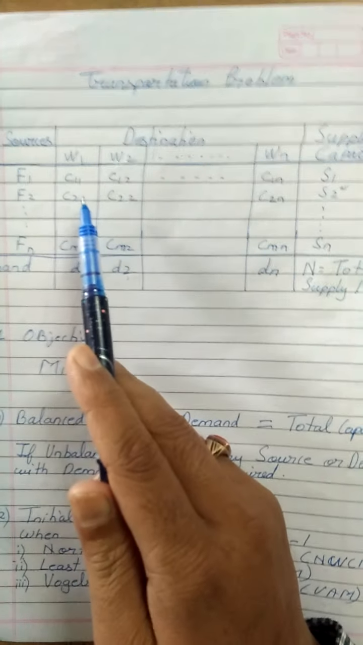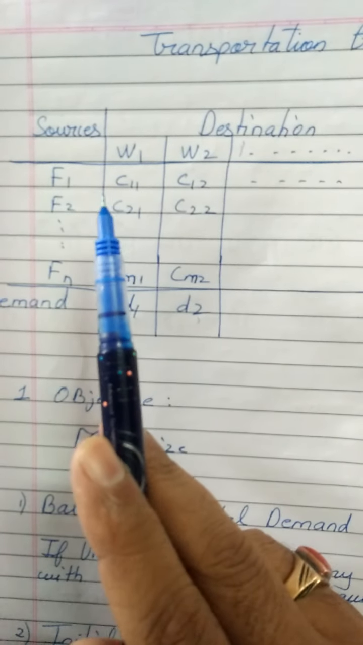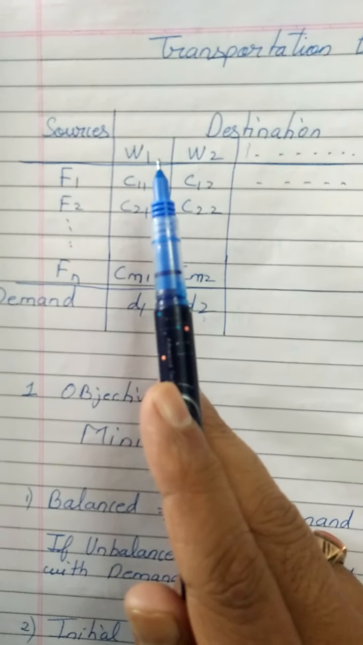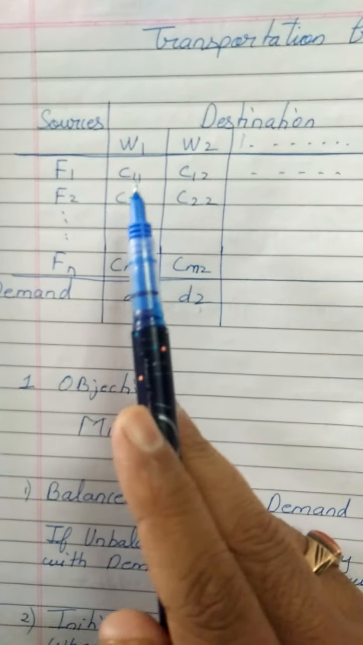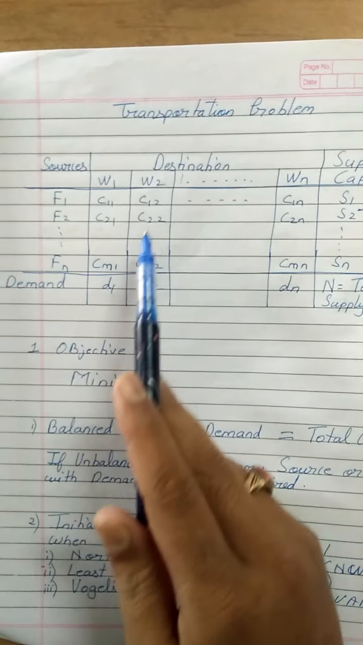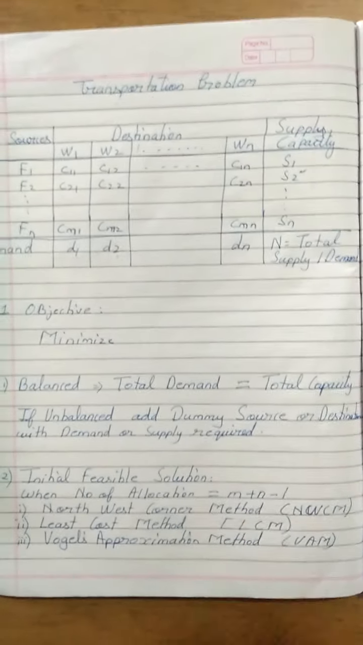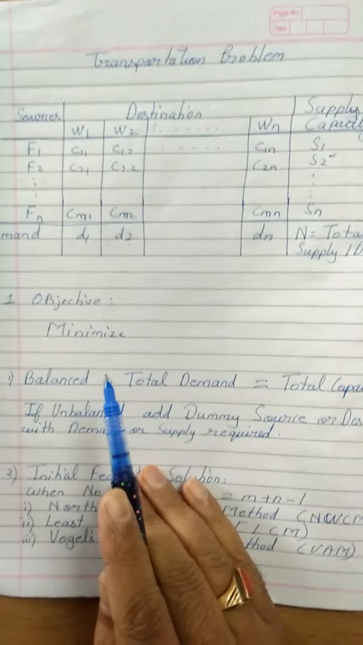Now this C11 over here is nothing but the cost of carrying products from source F1 to destination W1. This cost incurred is C11, and this would be in numbers. This kind of matrix would be given, and this matrix is called a transportation matrix. We need to solve this matrix with the objective of minimization of cost.